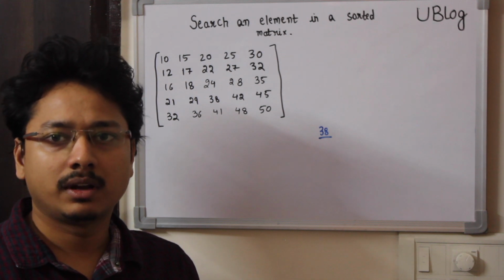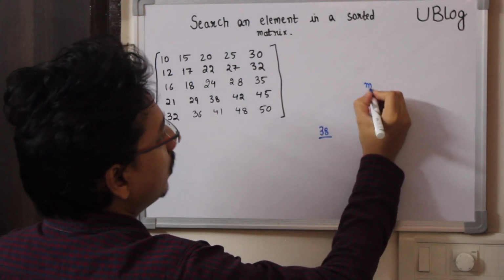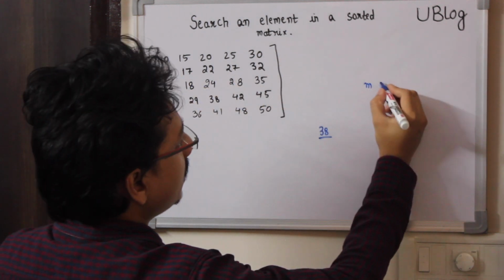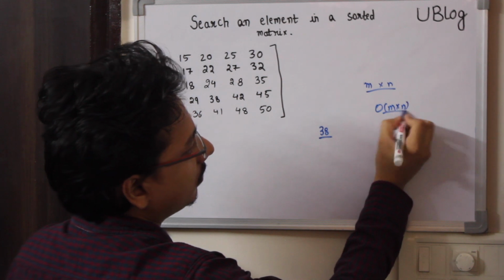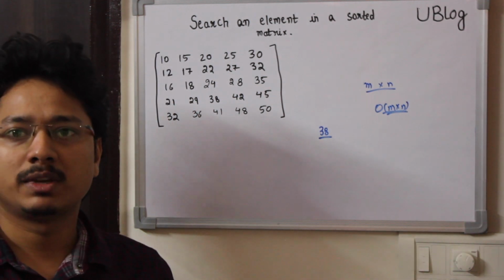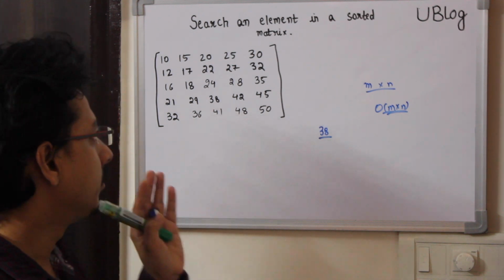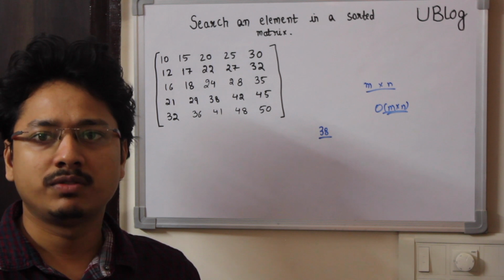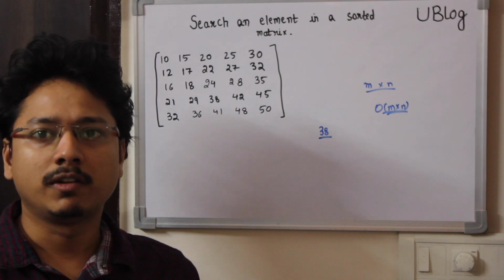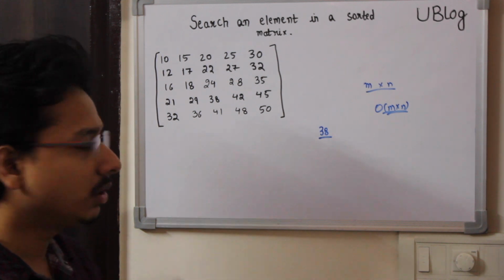So how much time does it take? Basically I'm traversing m rows and n columns. So my time will be O(m × n). This is a quadratic time. I can traverse the entire matrix in O(mn) time, and the comparison with each element will be constant time, because we are just comparing integers. So it will be O(m × n). This is the time complexity using which we can solve the question.